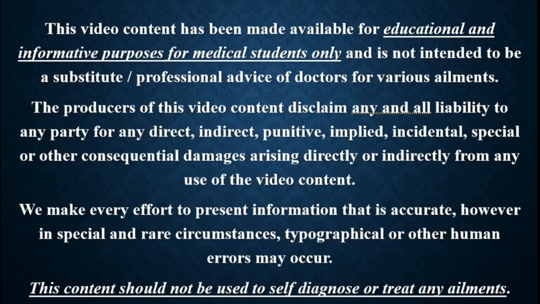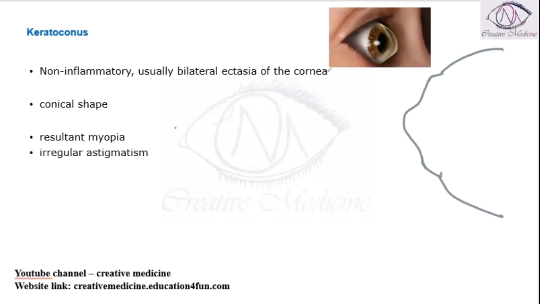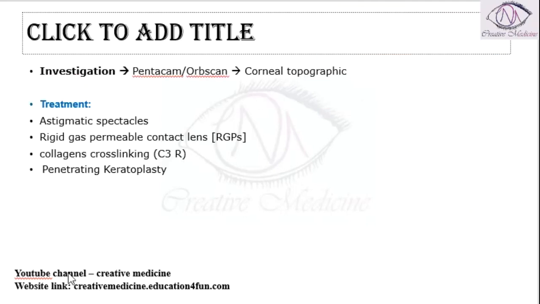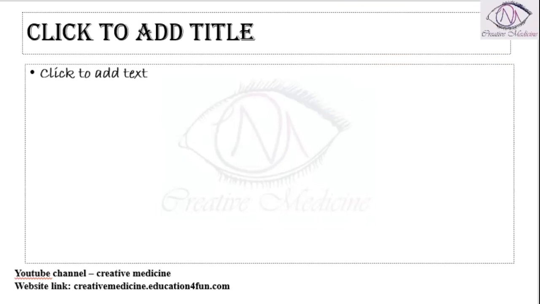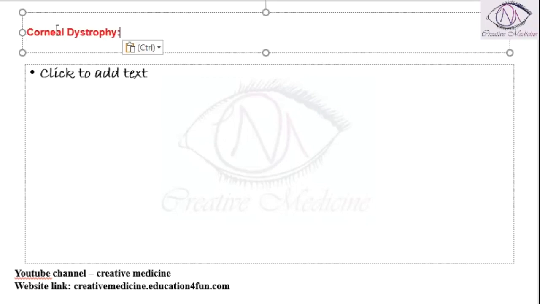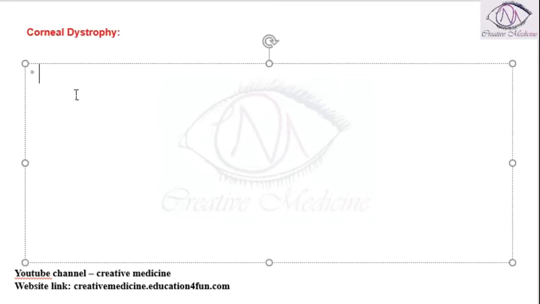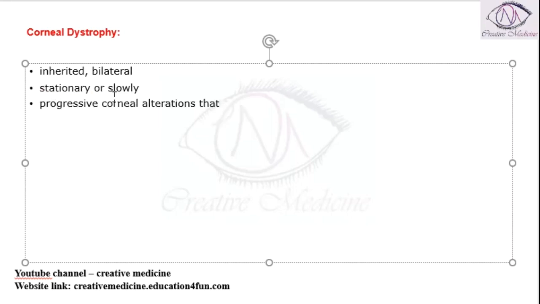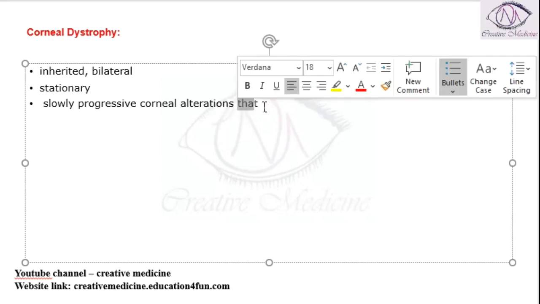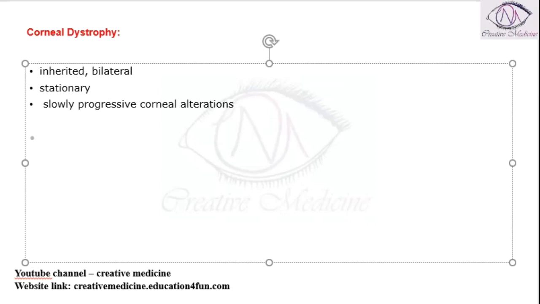In this lecture, we will learn about corneal dystrophy. Corneal dystrophies are usually inherited lesions. They are bilateral lesions which are stationary, and they are also slowly progressive lesions. These will progress slowly. And one important hallmark of corneal dystrophy is the absence of inflammation.